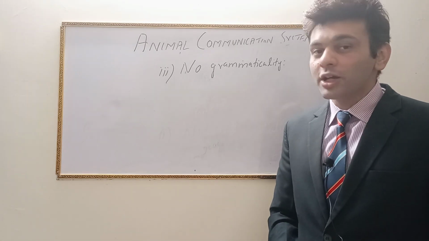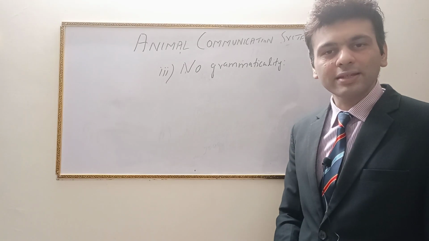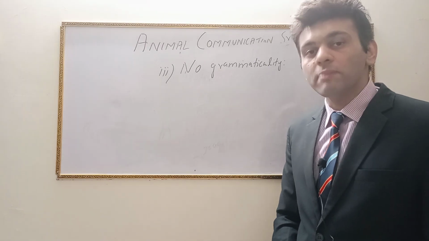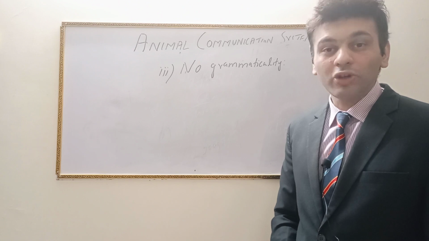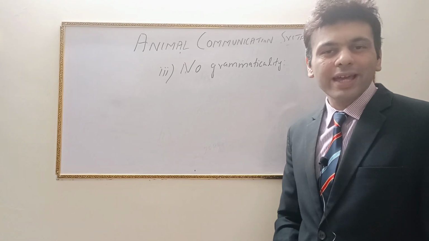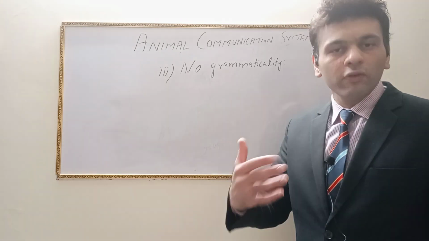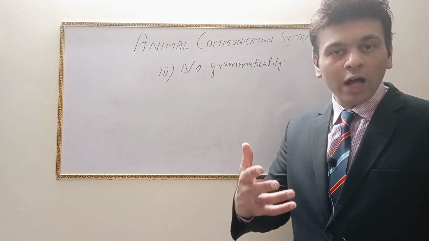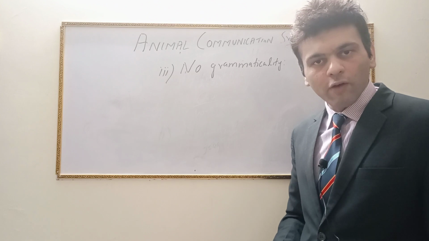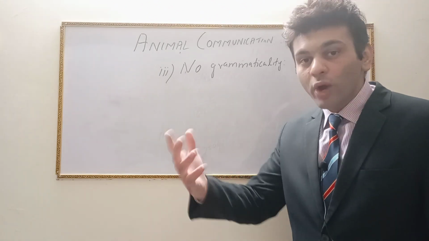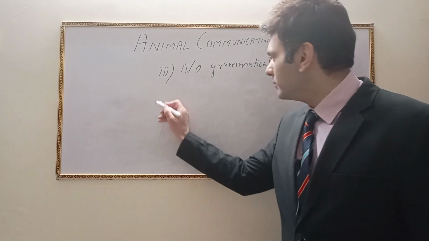But this is something you won't find in the animal communication system, because this system is not run on the basis of any grammar. There is no grammar in this communication system because it is not language. Rather, there are certain signals with the help of which animals communicate: facial expressions, sounds, hums, groans and grunts, with the help of which animals communicate with each other. So that's the third feature. Let's discuss the fourth feature.